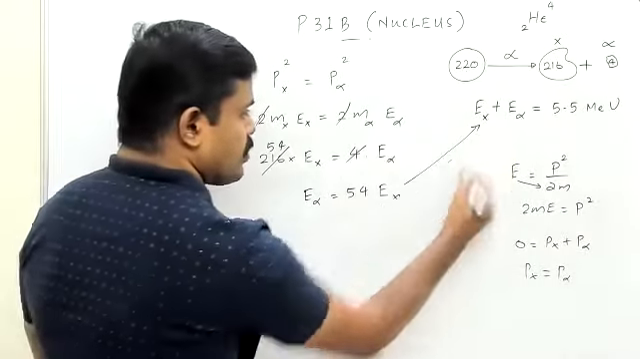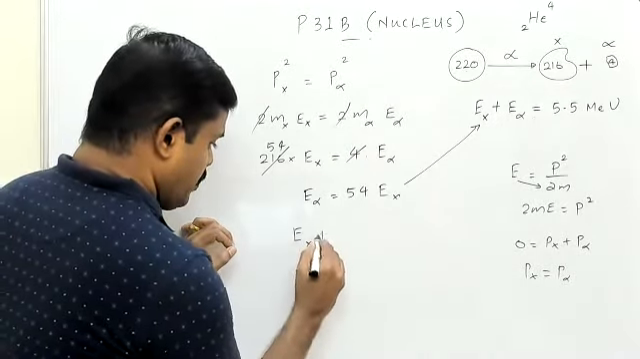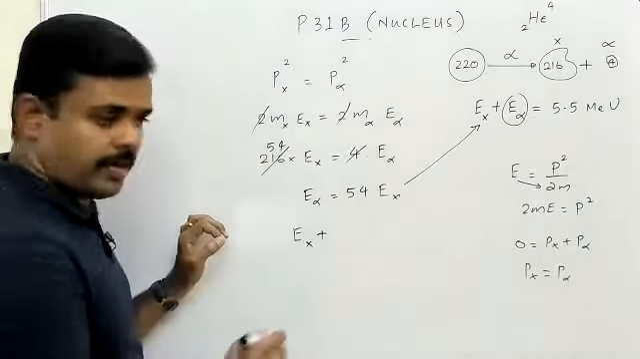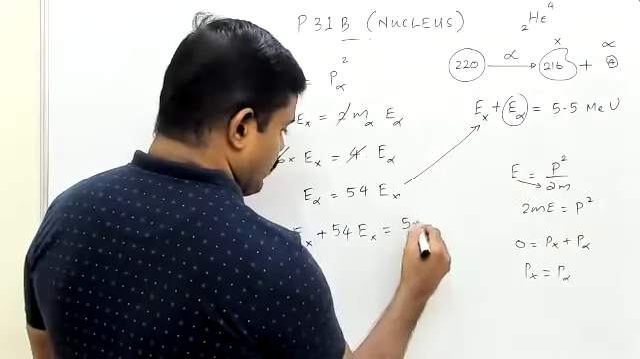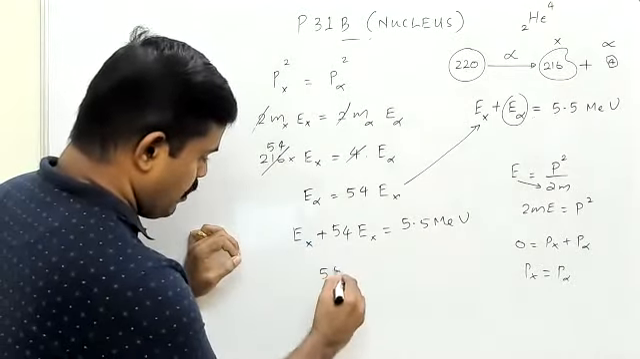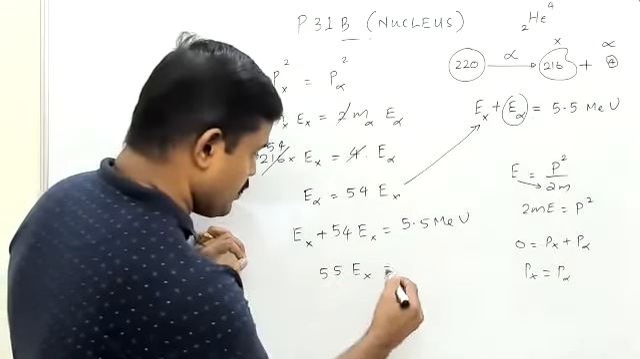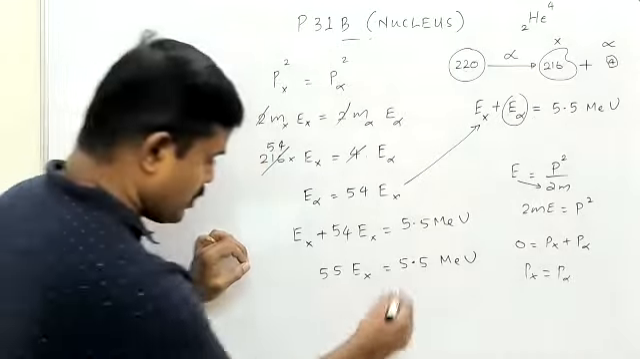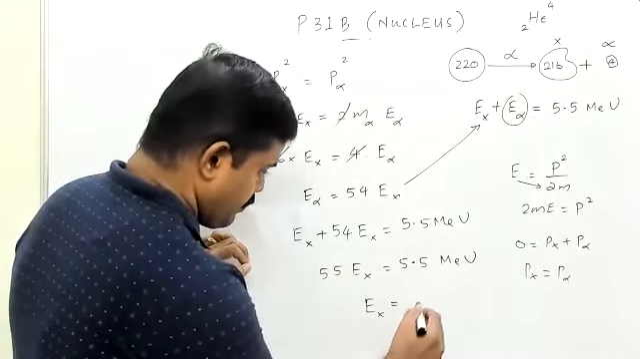So I put it straight away into this equation. Ex is Ex itself, plus in place of E alpha, I have a substitution, 54 Ex, will be equal to, what is the right hand side? 5.5 million electron volt. So if you add them up, 54 Ex plus Ex is equal to 55 Ex, equal to 5.5 million electron volt. Take it to the right hand side. Energy of X is equal to 5.5 by 55.